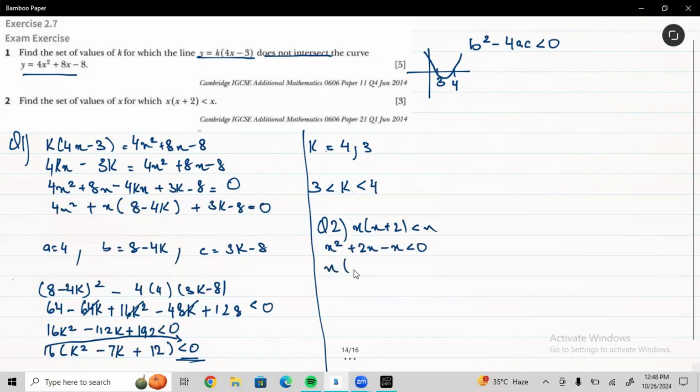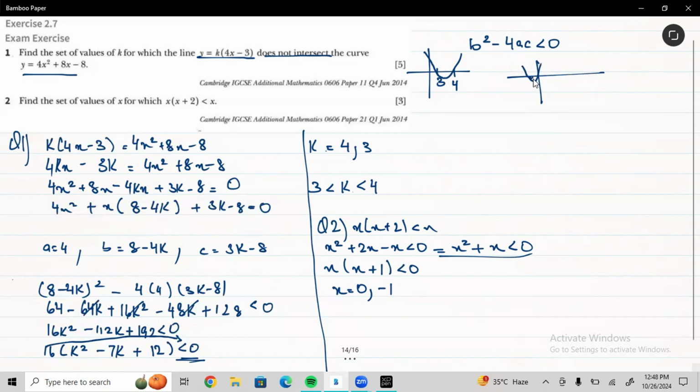Taking x as the common factor, x plus 1 is lesser than 0. Why have I done this? Because x squared plus x is lesser than 0. So if we take x as the common factor, we are left with x and x plus 1. So we are going to get two values: x equals 0 and x equals -1.